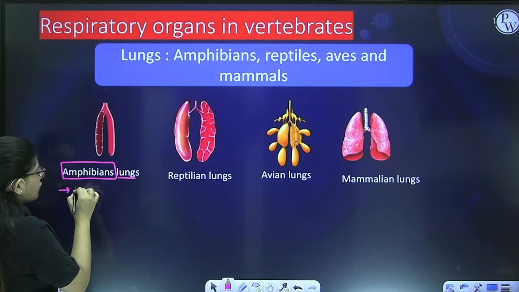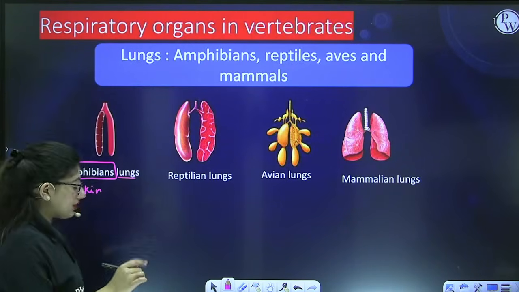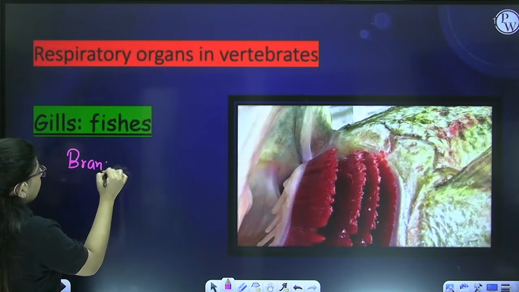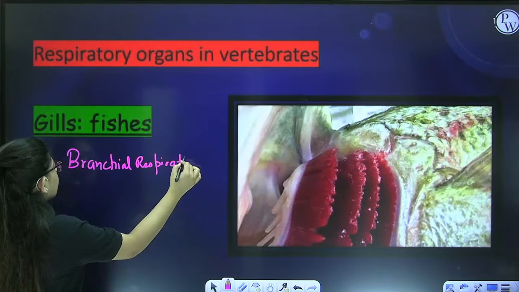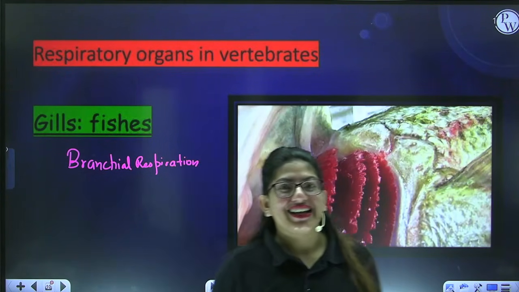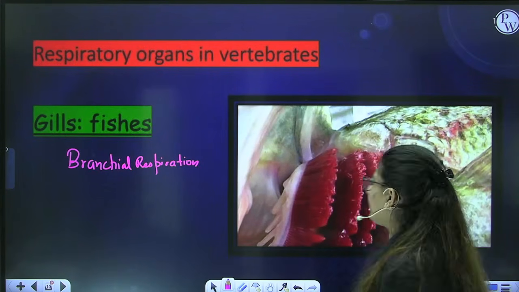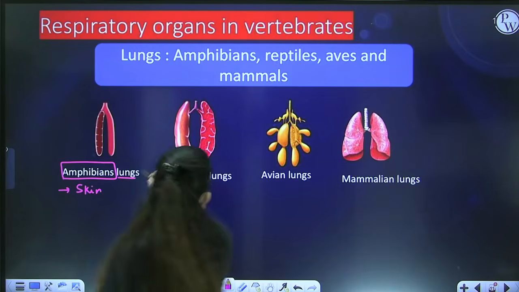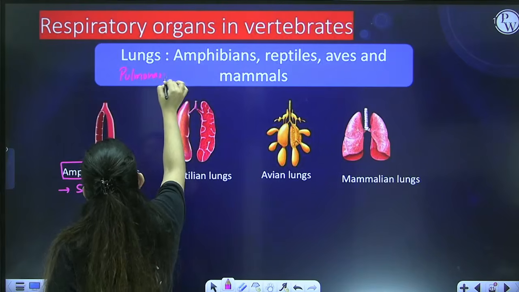Guys, they can also respire through skin, and the respiration that takes place through skin is cutaneous. Respiration that takes place through gills is branchial. The one through skin is cutaneous, the one through gills is branchial, and the one through lungs is pulmonary. What do you call it? Pulmonary. Okay. So amphibians are special.